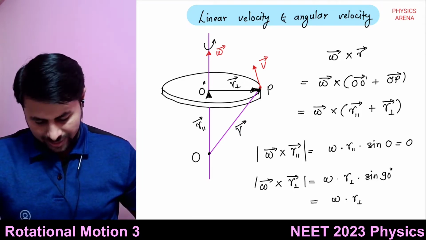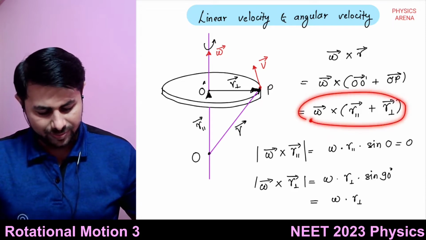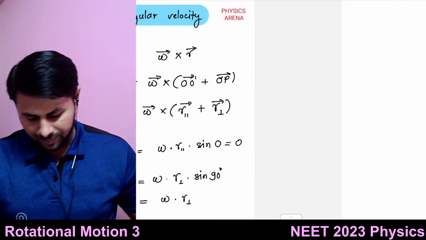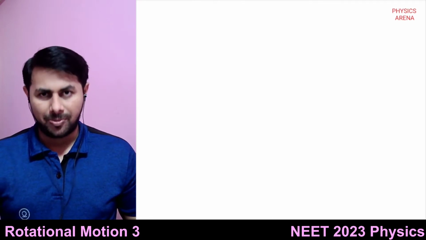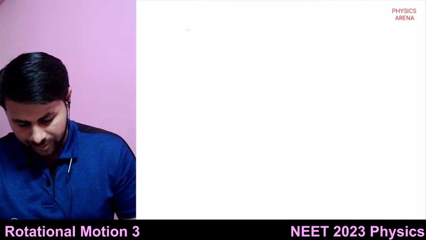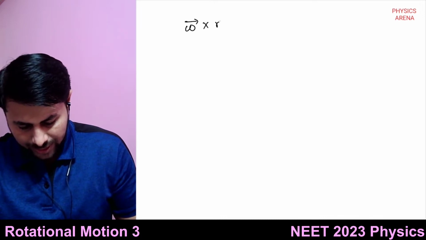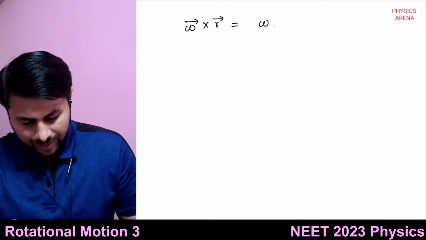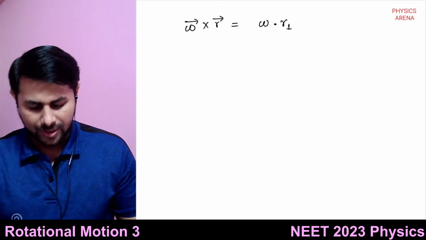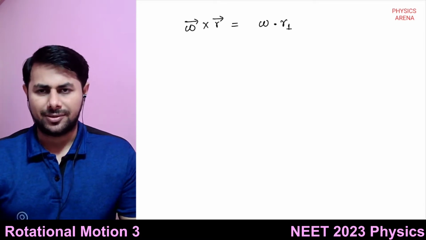So its magnitude is equal to omega multiplied by R perpendicular. Okay, so omega bar cross R bar, its magnitude is equal to what? Omega multiplied by R perpendicular. So the question is, what will be its direction?